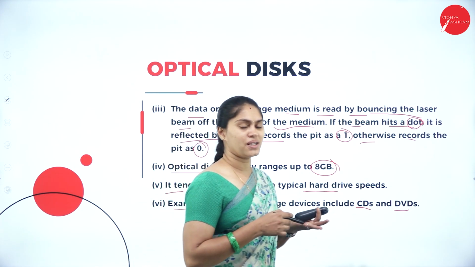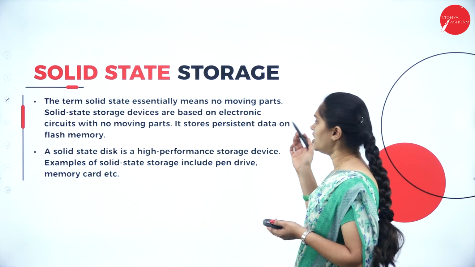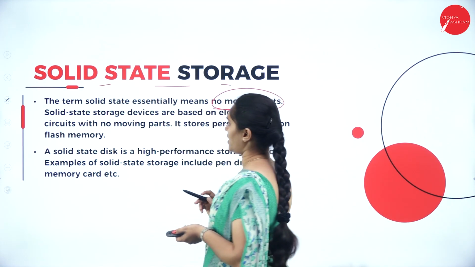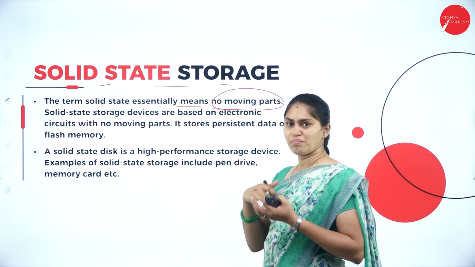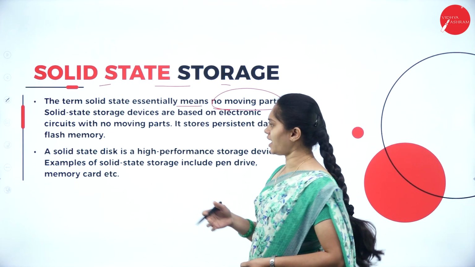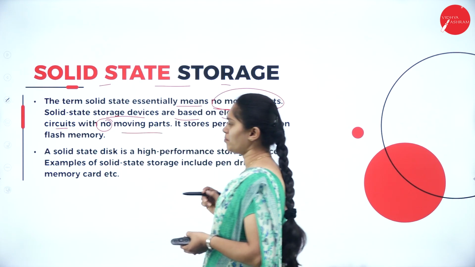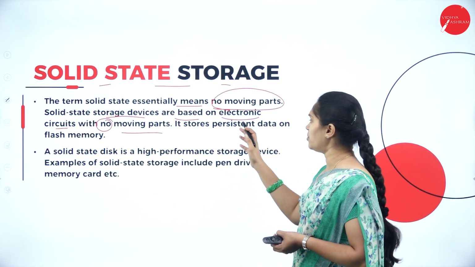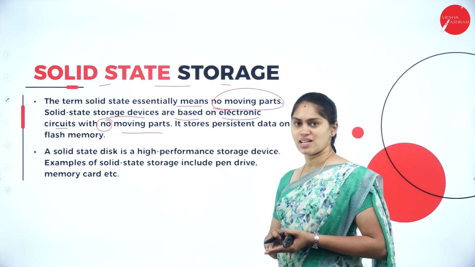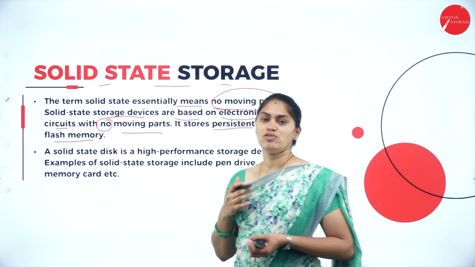In the optical media or in the magnetic media, we have a rotating part. But what if we don't have any rotational or moving parts? Then that is considered solid state storage. Mainly, we have no moving parts. If you consider SD cards or pen drives, they are not moving at all. So solid state storage devices are based on electronic circuits with no moving parts. That's why it's called solid state storage media, and it stores persistent data on flash memory.